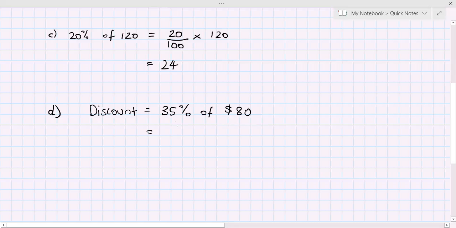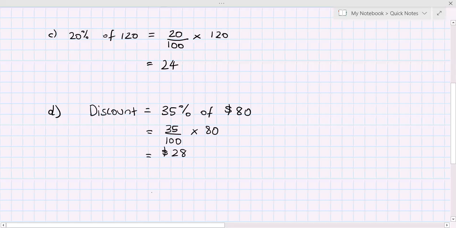Now, again, some of you may still be tricky enough to do this in your head, but if you're not, 35 over 100, because it's 35%, 35 out of 100, times, because of means times 80, and you can put that into your calculator if you can't do it in your head, and you get $28.